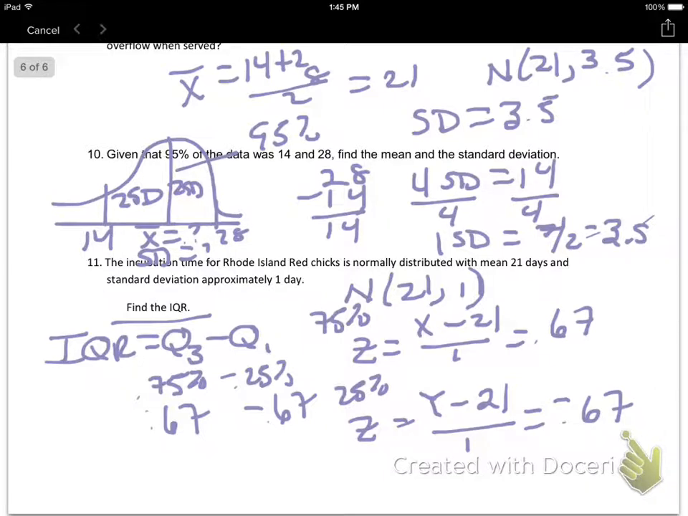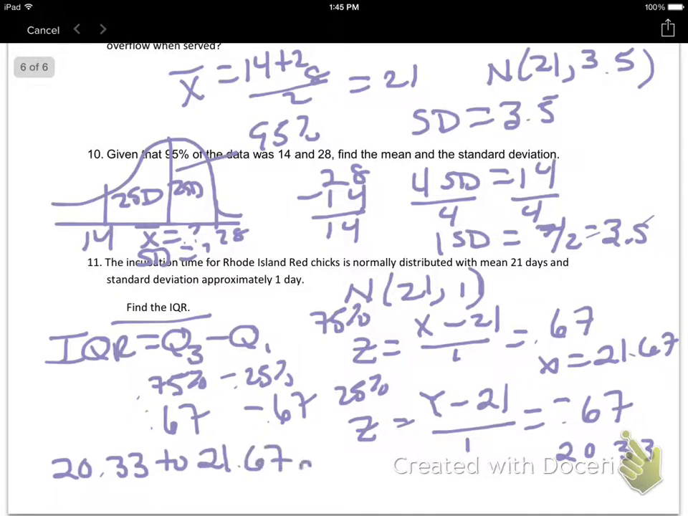So this x is equal to 21.67. And this is going to be 21 minus 0.67, which is 20.33. So my IQR is going to be 20.33 to 21.67 days.